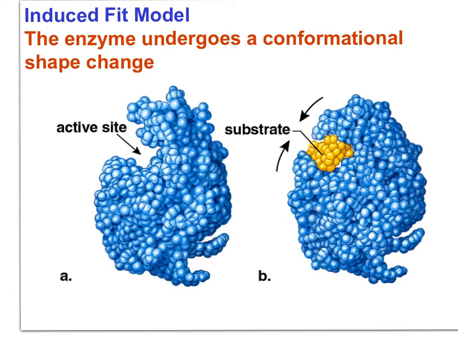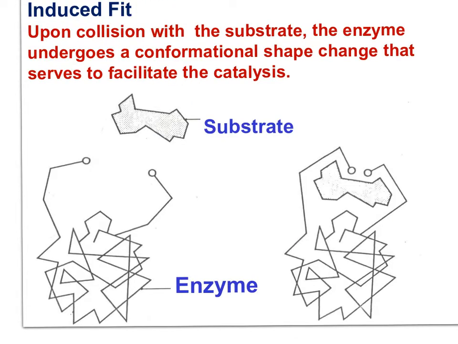In this way, the enzyme brings substrates closer together or stresses the chemical bonds of the substrate, either of which lowers the activation energy required for the reaction to proceed. In this diagram, you can see the conformational shape change of the enzyme as the substrate enters the active site. In this diagram of the induced fit process, upon collision with the substrate, the enzyme undergoes a conformational shape change that serves to facilitate the catalysis of the reaction.